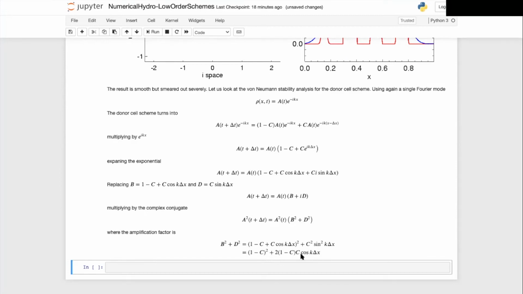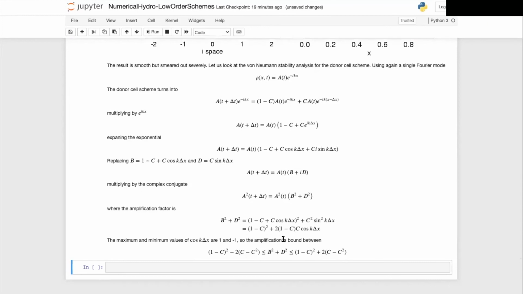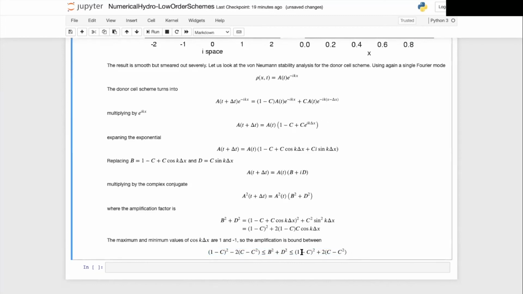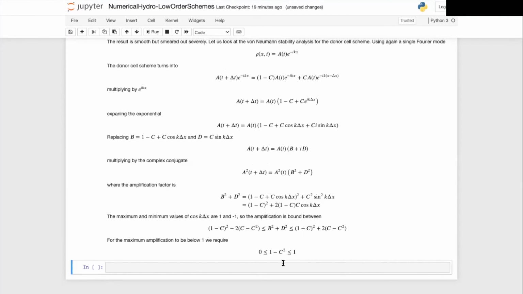Now this term here, the cosine, is bound between minus 1 and 1. That means that the amplification factor is bound between the value of this quantity when the cosine is minus 1, which is this, and the value of this quantity when the cosine is plus 1, which is this. Now we want the amplification factor to be below 1 for stability. So we take the maximum value, which is this one, and require it to be less than 1. Now this factor here becomes simply 1 minus c squared. So what we want is this factor, 1 minus c squared, to be bound between 0 and 1.